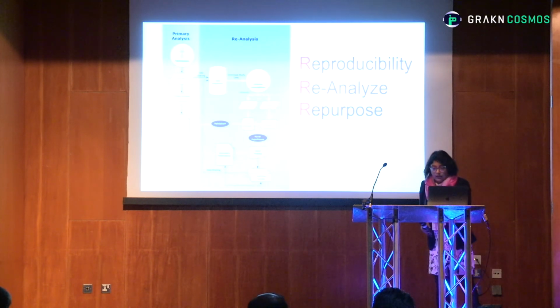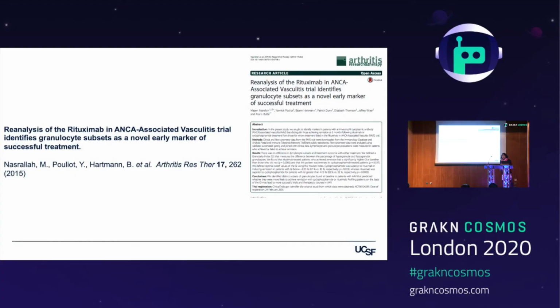So the next few slides are all about the repurposing projects that we have been doing in our group. The first paper we worked on was about reanalyzing clinical trial data. This was back in 2014, where this trial on ANCA-associated vasculitis was shared through ImmPort, and so we reanalyzed the data.